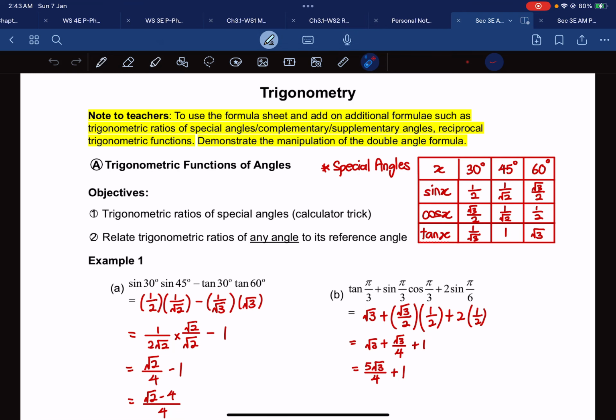Okay, so for the Trigo revision, I will be using a push to start worksheet to run through key concepts that you will need to know to summarize your whole understanding of Trigo. So this chapter starts with the usage of special angles. So what are special angles?